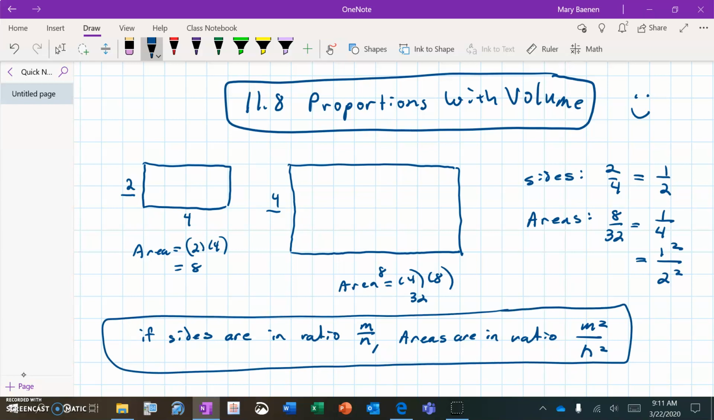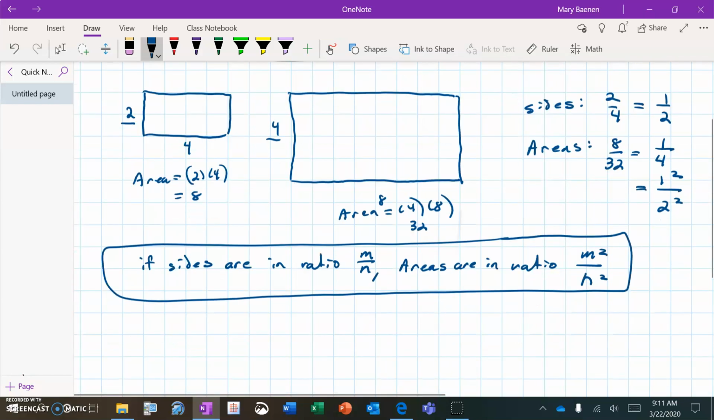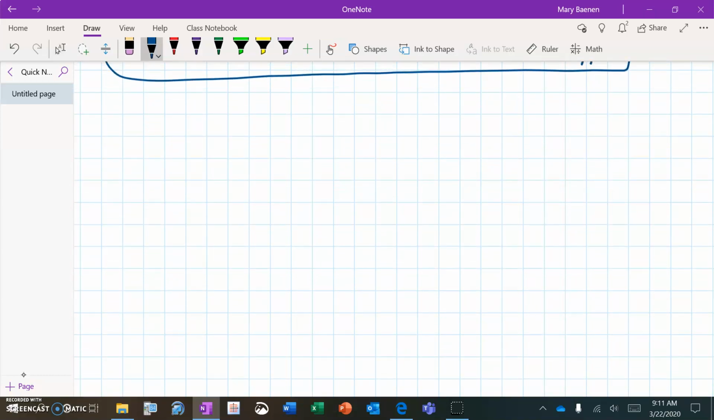And now we're going to say, what if we have similar figures again that are in a certain ratio and we look at their volumes? So let's say I have, I'll see if I can draw this here. I'm not a great drawer, as you know. So what if I have a picture that looks like this? And not bad. That this is 2, and this is 4, and it's 1 high.